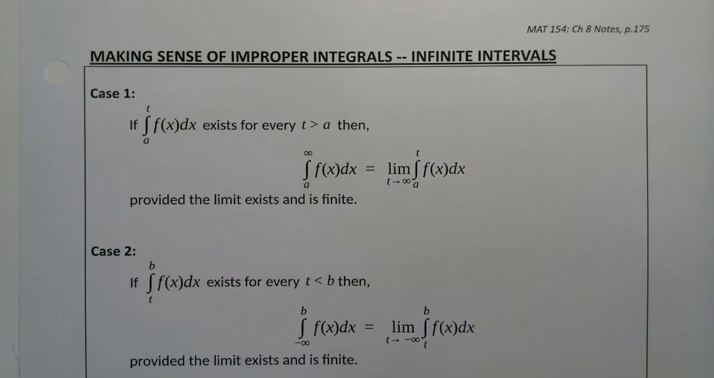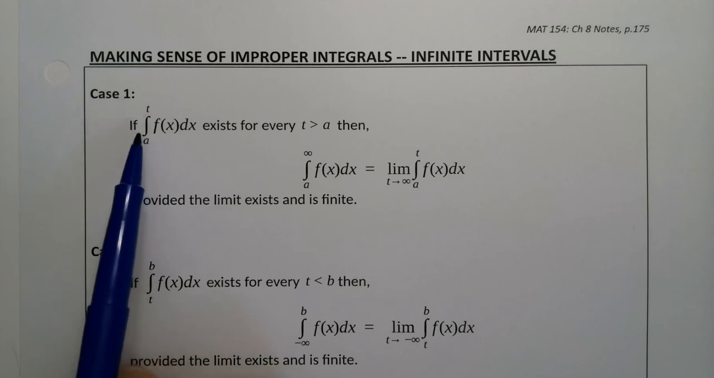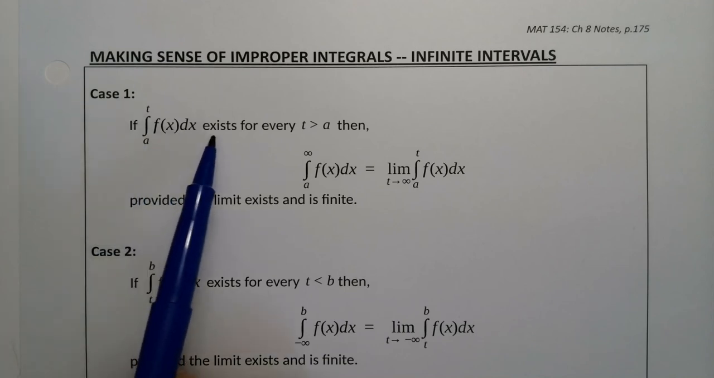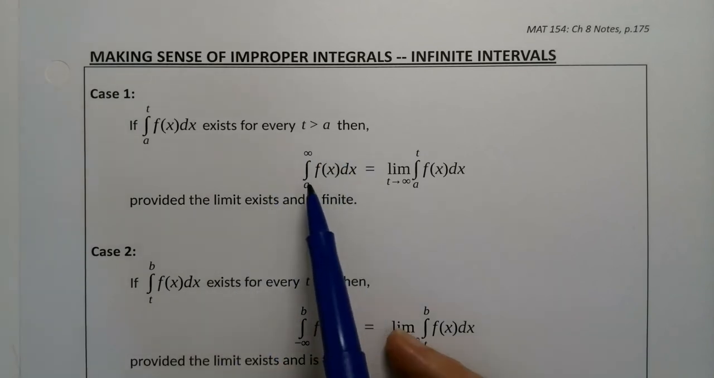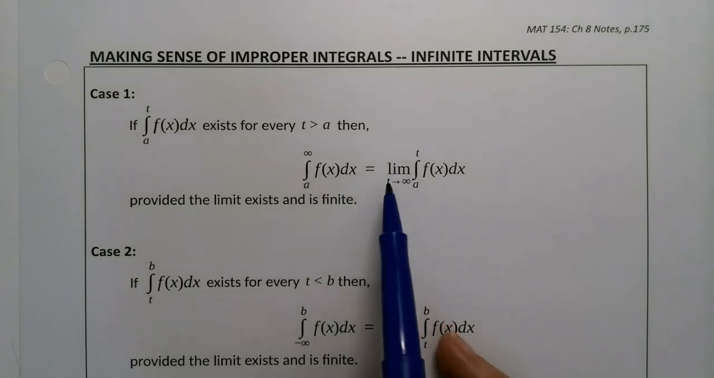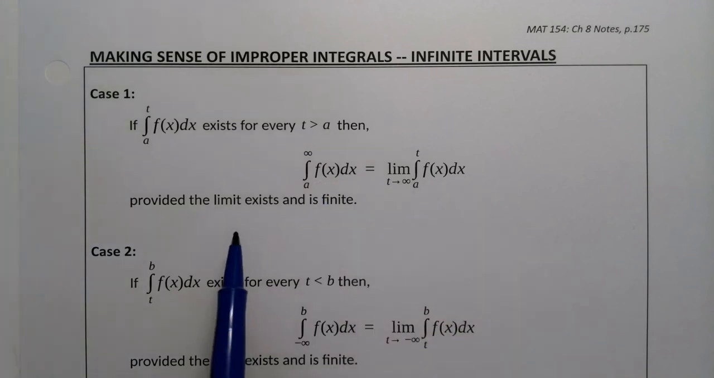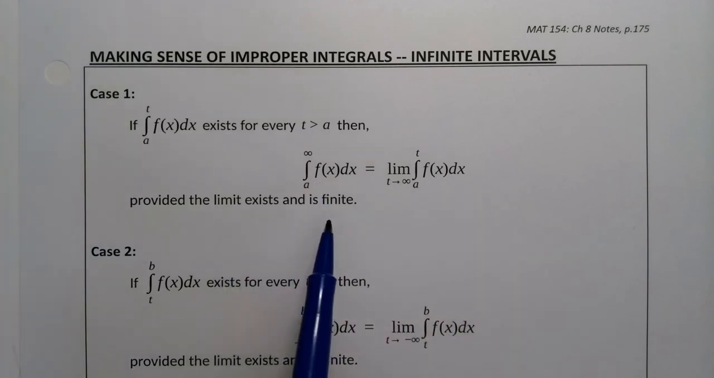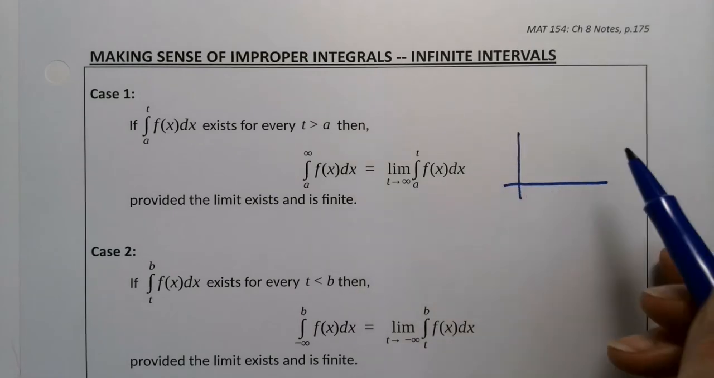So let's look again at those three cases that I put on the previous page of the improper integrals, i.e. the infinite intervals. All right, so if the integral from a to t of f of x dx exists for every t greater than a, then the integral from a to infinity of f of x dx is equal to that limit as t goes to infinity of the integral from a to t of f of x dx, provided that the limit exists and is finite. Because if it's not, then you have a divergent integral, which will happen.